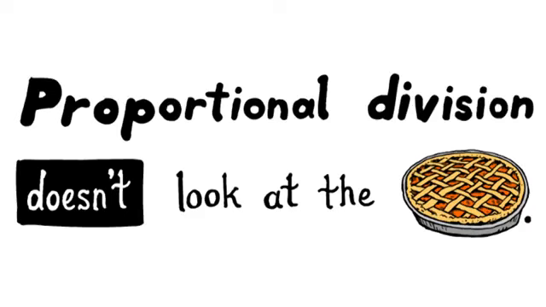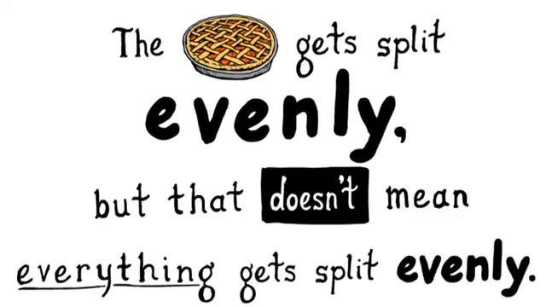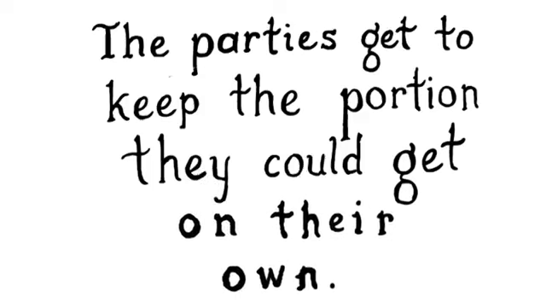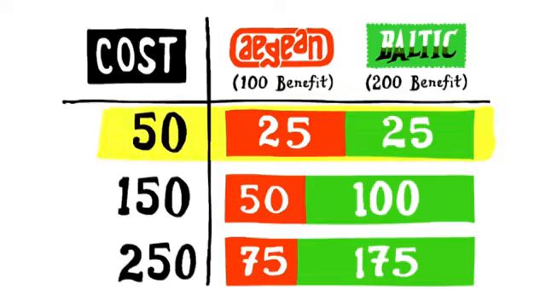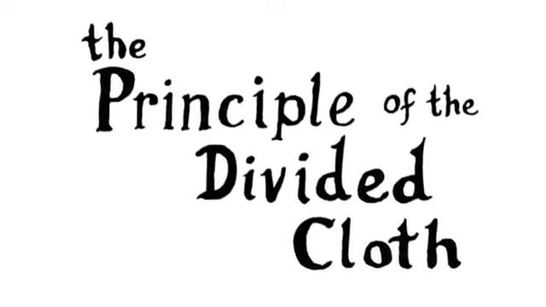Proportional division doesn't look at the pie. Once you frame things in terms of the pie, the pie gets split evenly. That doesn't mean everything gets split evenly. The parties get to keep the portion they could get on their own. And that's why in the first row, Aegean ends up paying more than its proportional share, while in the third, it pays less. As you might have guessed, the three solutions here are the same as what comes out of the principle of the divided cloth.